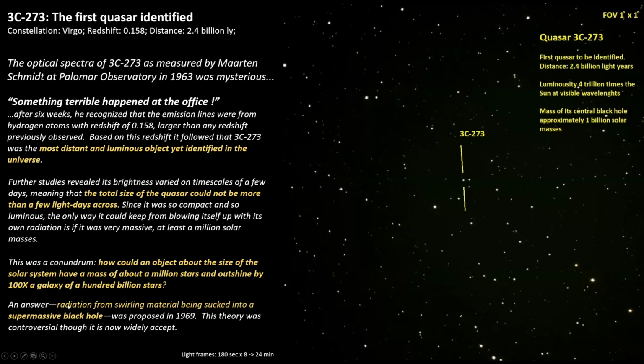And that answer was the radiation from swirling material being sucked into a supermassive black hole. It was proposed in 1969. As you might guess, it was a controversial theory back then, and now it's widely accepted. So that's quasar 3C273.